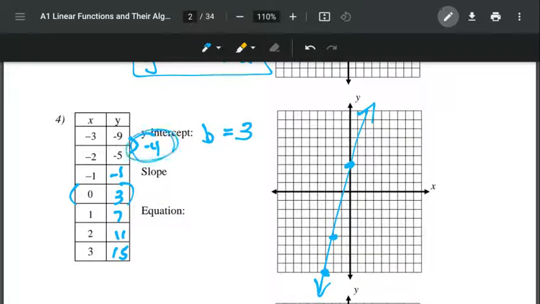And I said we were going up by 4, up 4, right 1, which is 4. That's our m. So our equation is y equals 4x plus 3.